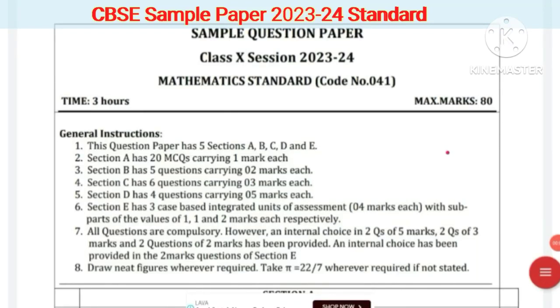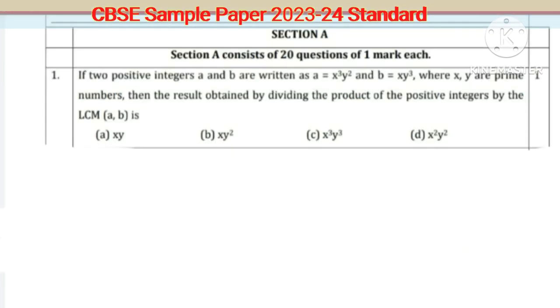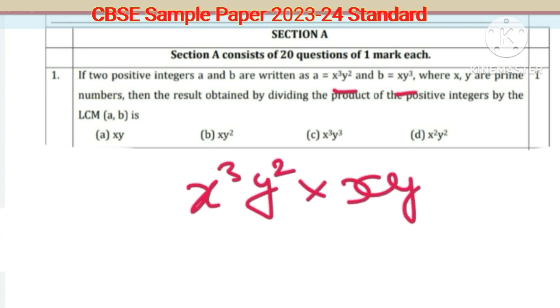Hello students, in this video we shall cover MCQs of the latest sample question paper issued by CBSE for the year 2024 for mathematics standard paper. Question number 1 says there are two positive integers a and b, x cube y square and xy cube, and we have to find the result obtained by dividing the product of the integers, that is x cube y square multiplied by xy cube, divided by the LCM.